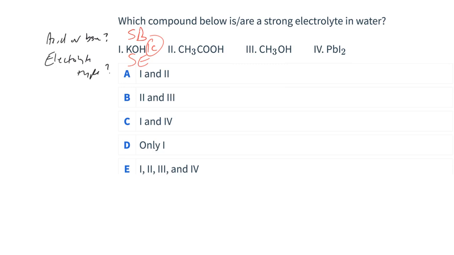Now, what about the next category here? That's acetic acid. That's one of our prototypical weak acids. So that would form a weakly electrolytic solution. We saw that last time. It partially lit up the light bulb, but not totally, because we don't get 2 moles of ions per 1 mole of that compound dissolving in water. We only get some fraction of that.